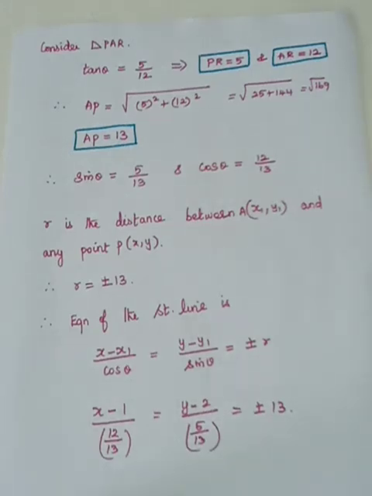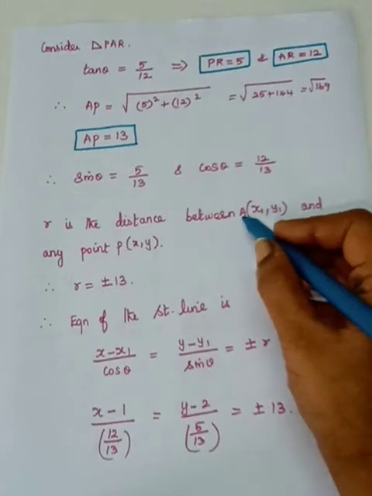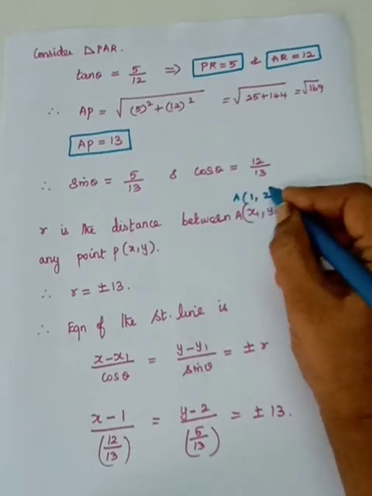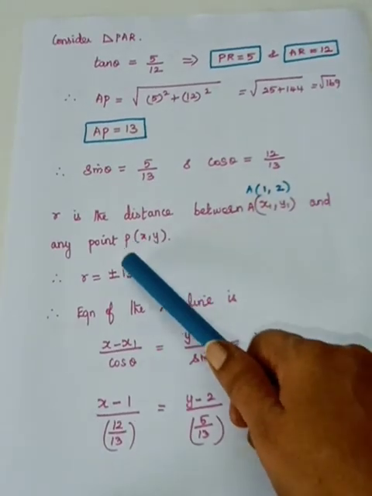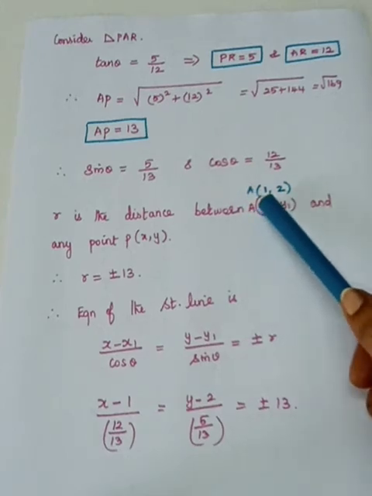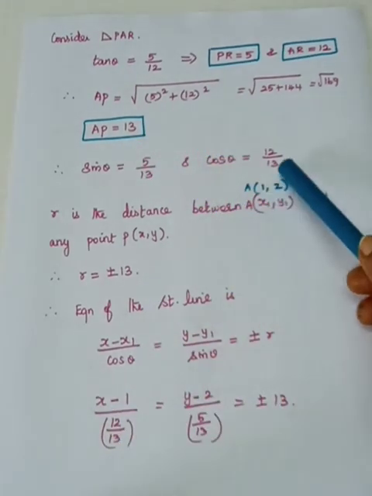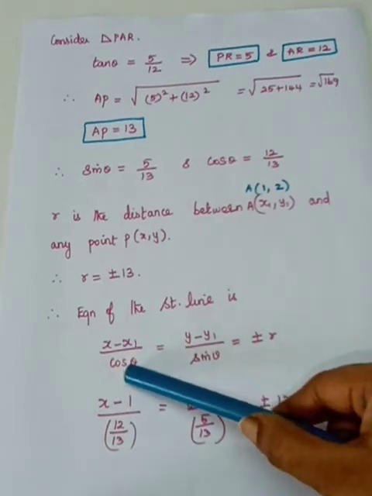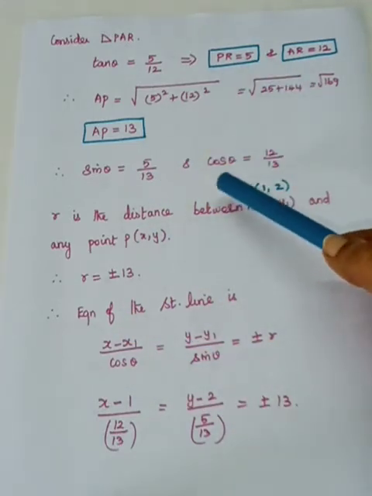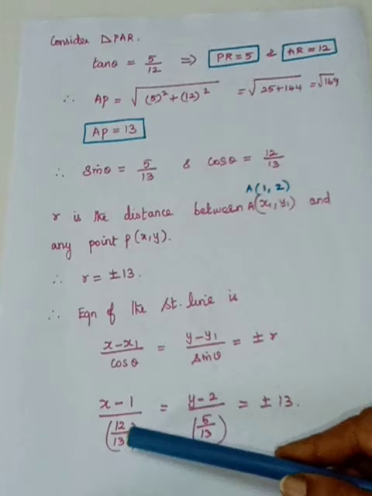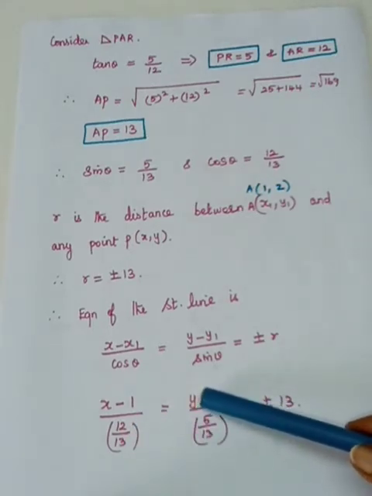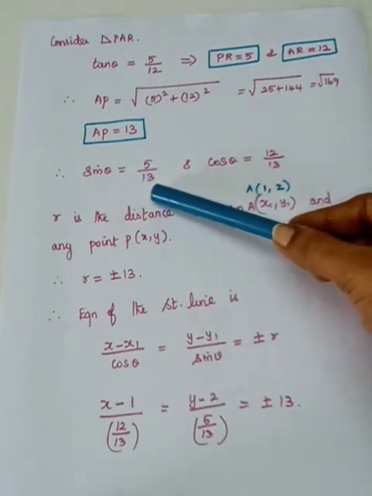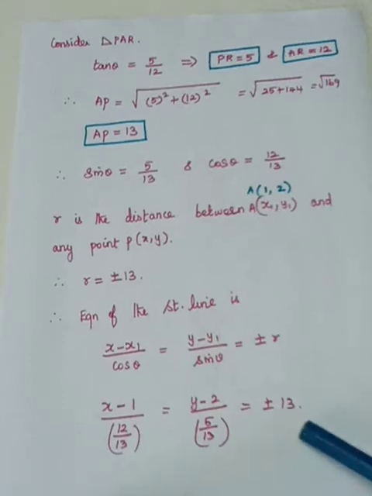So here x minus, what is x1, y1? The A point is given as 1 comma 2. So x minus 1 divided by cos theta, which is 12 by 13. So we are going to use this formula, and for that cos theta is needed. So from tan theta we have found cos theta and sin theta. So cos theta is 12 by 13, is equal to y minus y1, which is 2, divided by sin theta, which we found to be 5 by 13, is equal to plus or minus 13.